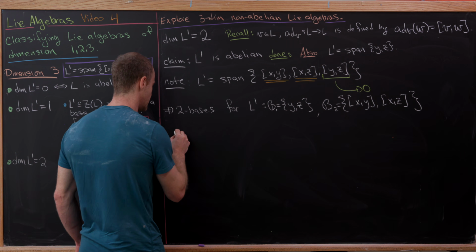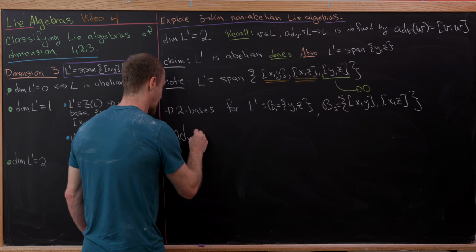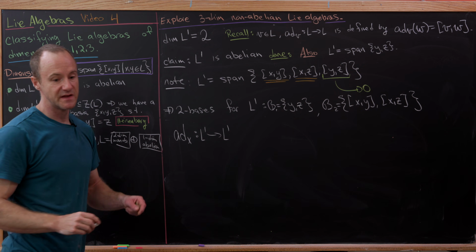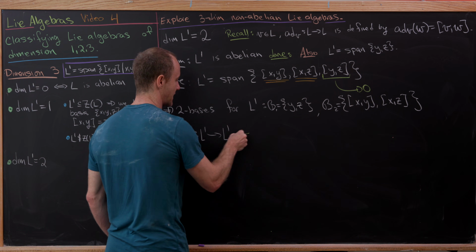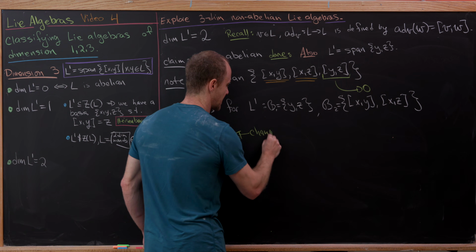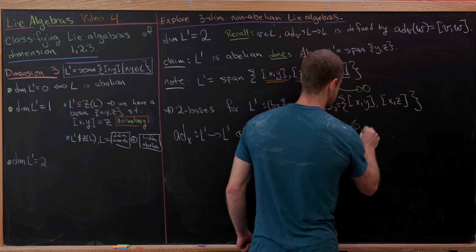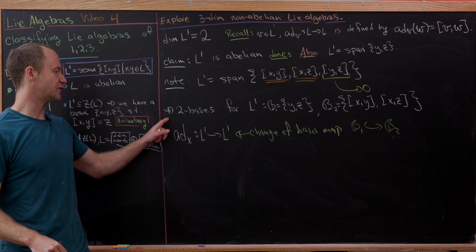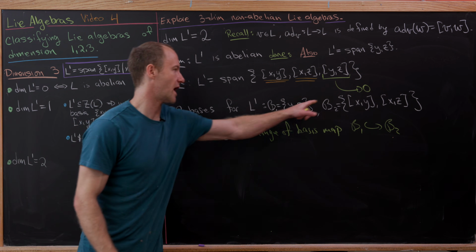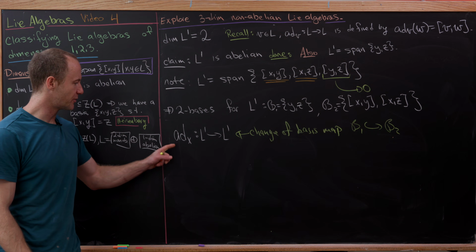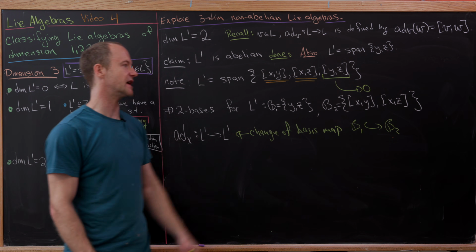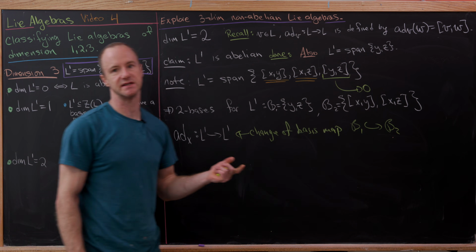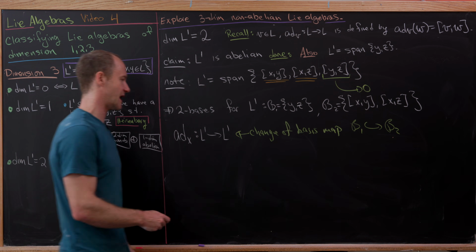But now let's notice that if we look at the adjoint action of x as a linear transformation from L prime to L prime, this is essentially a change of basis map. So this is a change of basis map that takes us from basis B1 to basis B2. You can see that because if you apply adjoint action x on y, you get bracket xy. And if you apply adjoint action x on z, you get bracket xz. And well, we just argued that both of these were bases. So again, that's our change of basis map.